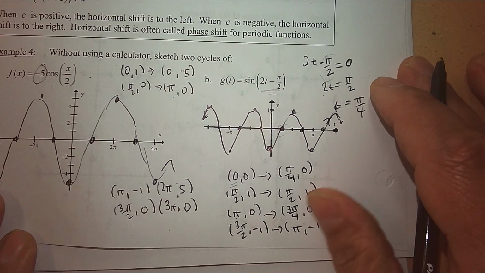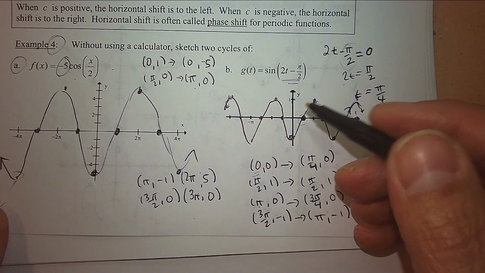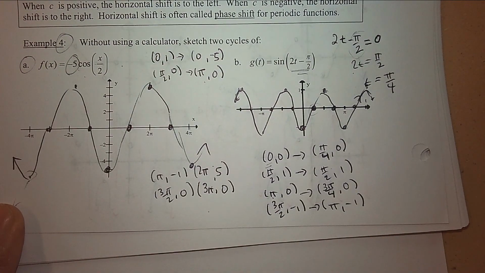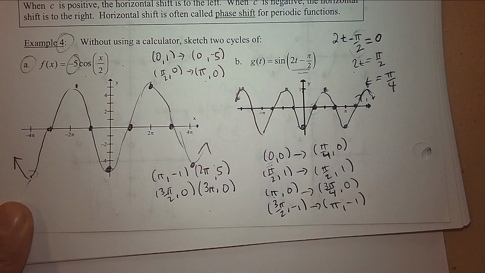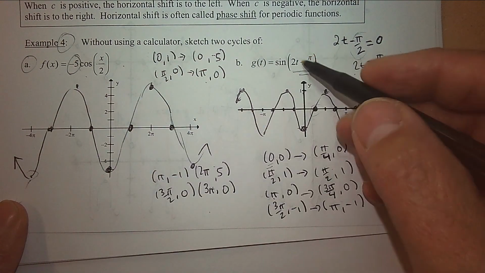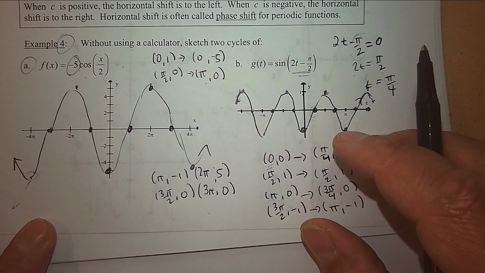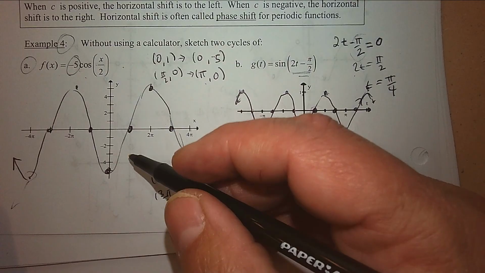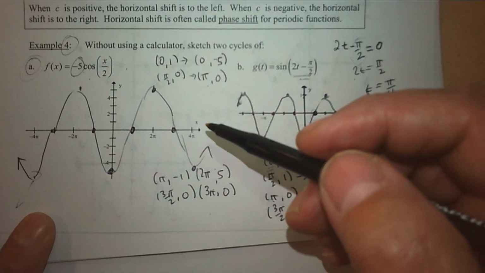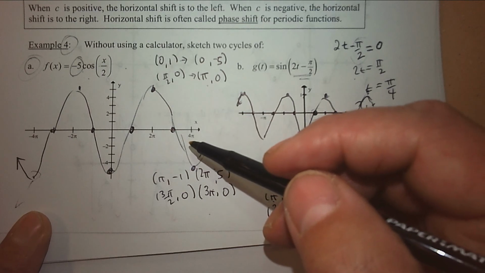Now, I ain't done. Now, in example 4A, if I asked you what's the amplitude, what would you tell me? The answer would be positive 5. Amplitude's always written as a positive number. If I said that for B, what's the amplitude? You'd say 1. If I said, what's the period? How long does it take to complete a cycle? For A. And the answer is 4 pi. Right? It doubled, right? And how long it takes.